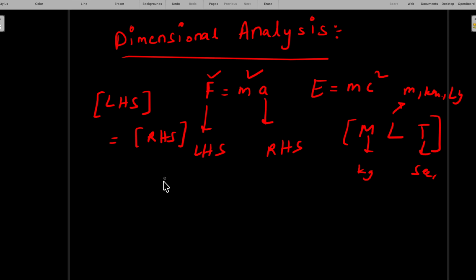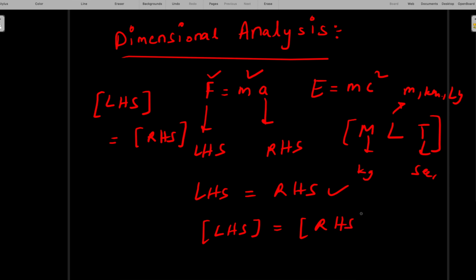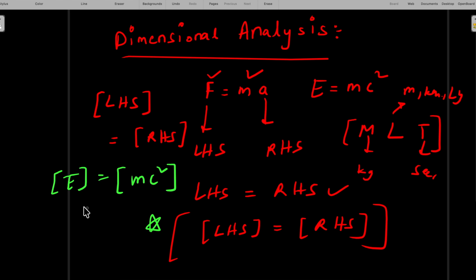So what does dimensional analysis say? If the LHS, the left hand side, is equal to the RHS, if you write this, then the dimensions should also be equal. That's it. Nothing more complicated in this. This is the simplest concept you can learn in dimensional analysis, and it applies for any of the problems you want to solve. This is the basic thing. That means the dimension of energy is equal to the dimension of mc square. This has to be equal. This is the fundamental concept of dimensional analysis.